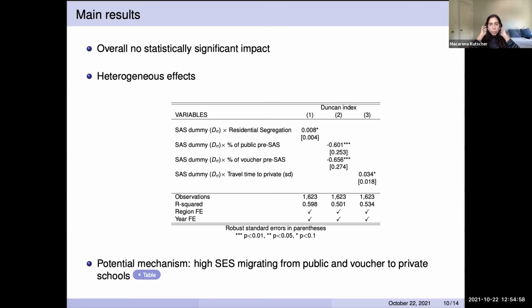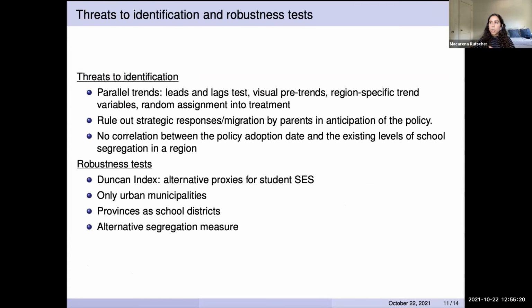I'm not going to get into details here, but we also find a potential mechanism. We construct the fraction of students switching from public and voucher schools to private schools, and we find that high SES students were more likely to respond to the policy by moving from these public and voucher schools to private schools. We also perform a series of tests examining the common pre-trends assumption. We also ran a lot of robustness tests that I'm not going to get into for the sake of time.